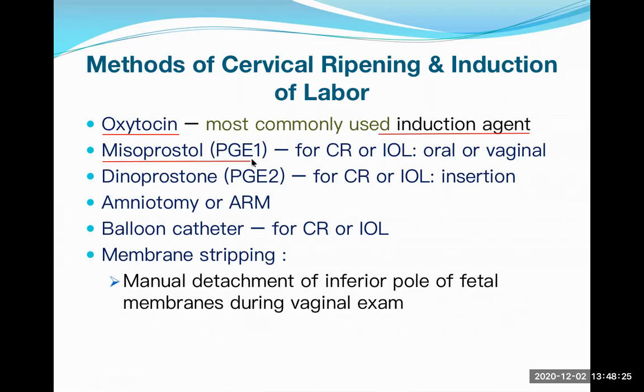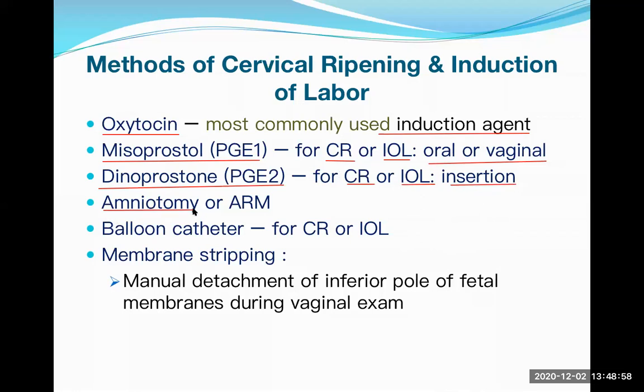Misoprostol, this is PGE1 or prostaglandin E1. It can be given for cervical ripening, CR means cervical ripening, or induction of labor as well, both ways. And it can be given orally or vaginally. Dinoprostone or PGE2 is another agent we can try here, both for cervical ripening or induction of labor. And it is usually inserted into the vagina.